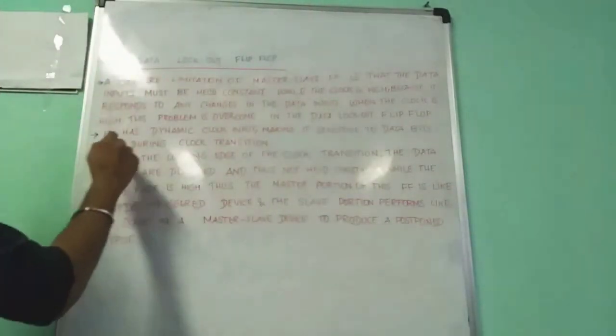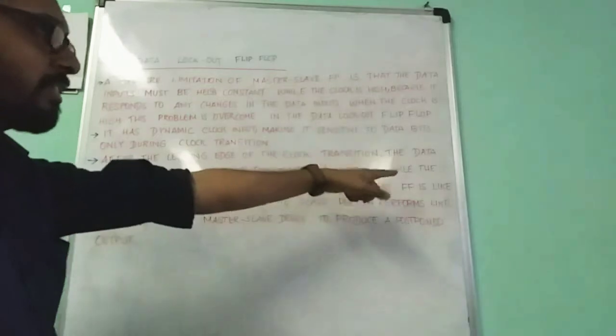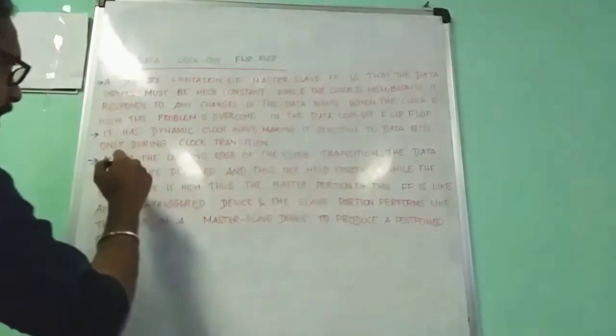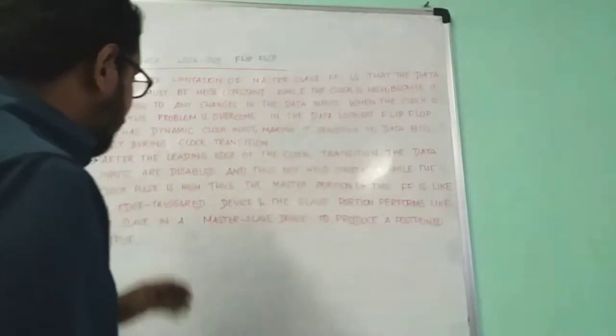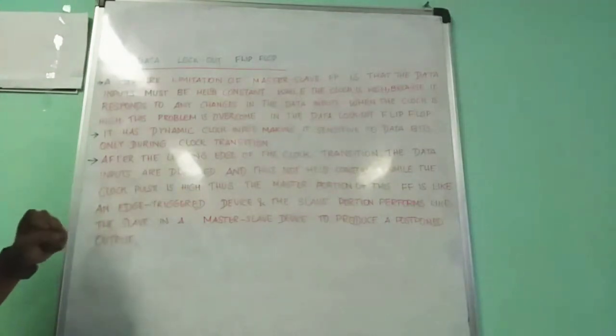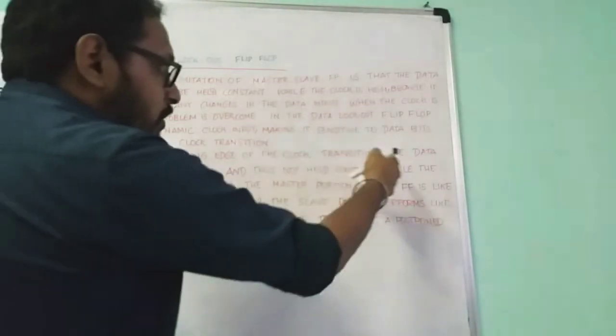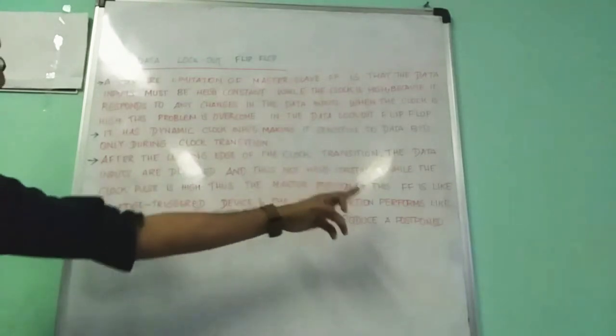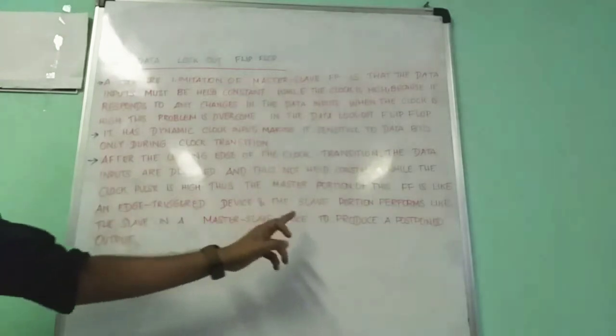Thus it has a dynamic clock input, making it sensitive to data bits only during the clock transition. This should be noted: after the leading edge of the clock transition, the data inputs are disabled. That is, no further changes take place in the input, and thus the data need not be held constant while the clock pulse is high. Thus, the master portion of the flip-flop is like an edge-triggered device, and the slave portion performs like the slave in a master-slave device to produce a postponed output.